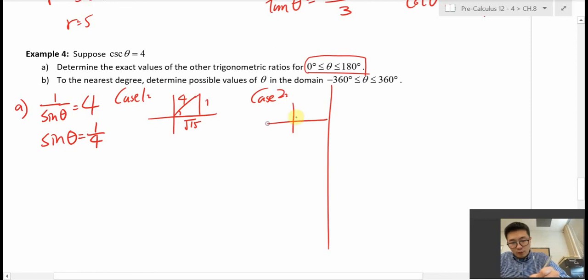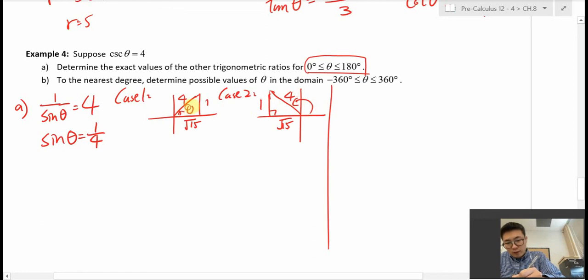If it's case 2, same thing, but in quadrant 2. Case 2 is going to be here, and it's the same thing. Opposite is 1, hypotenuse is 4, the adjacent side is root 15. And here is angle theta. In this case, here is angle theta.